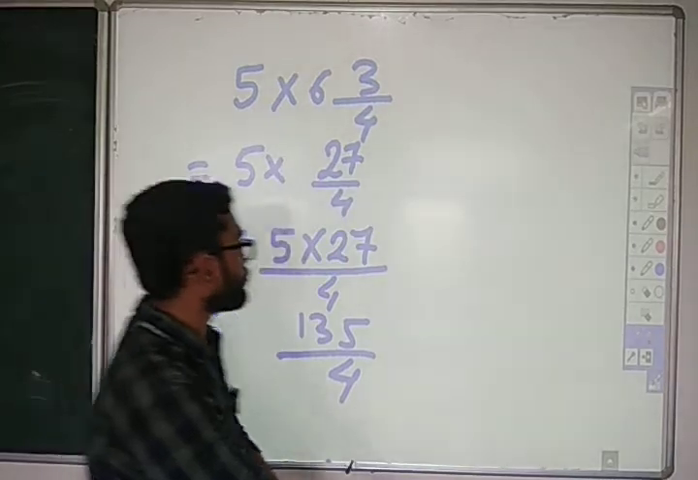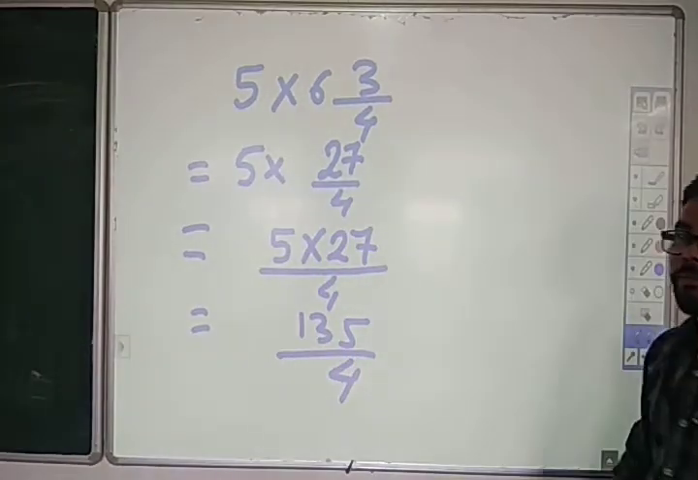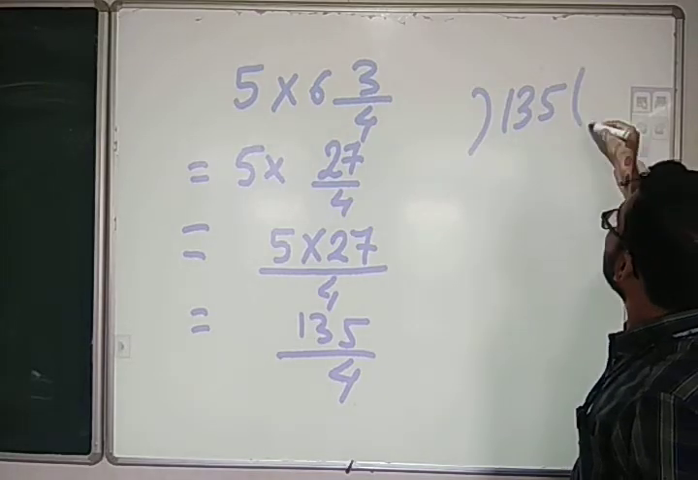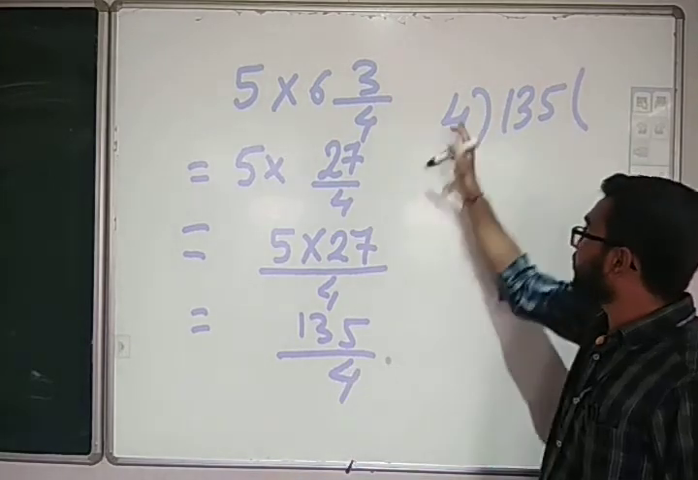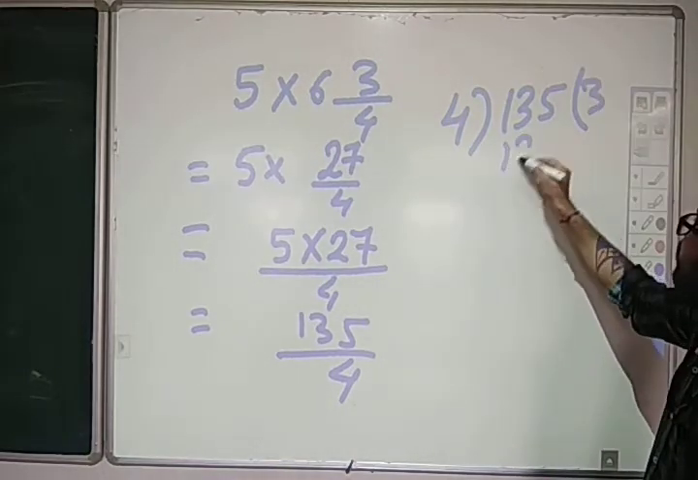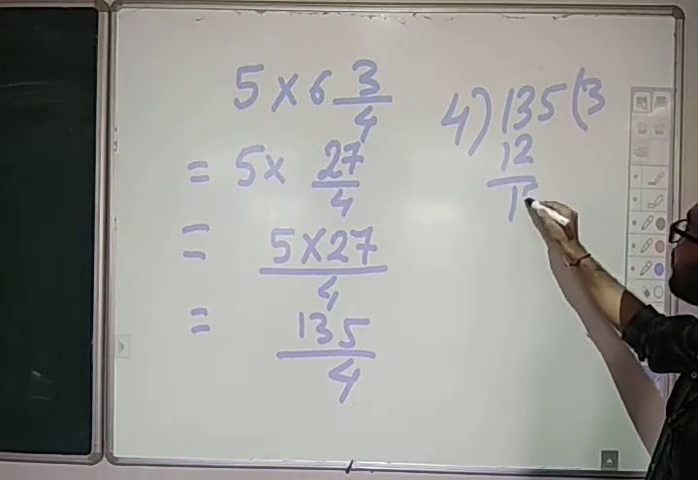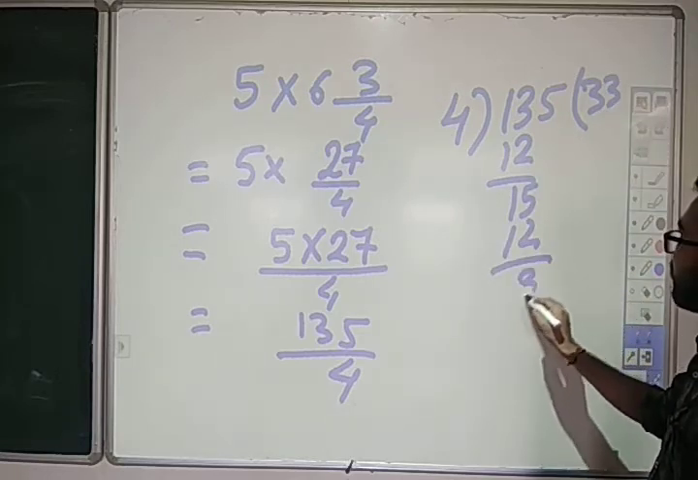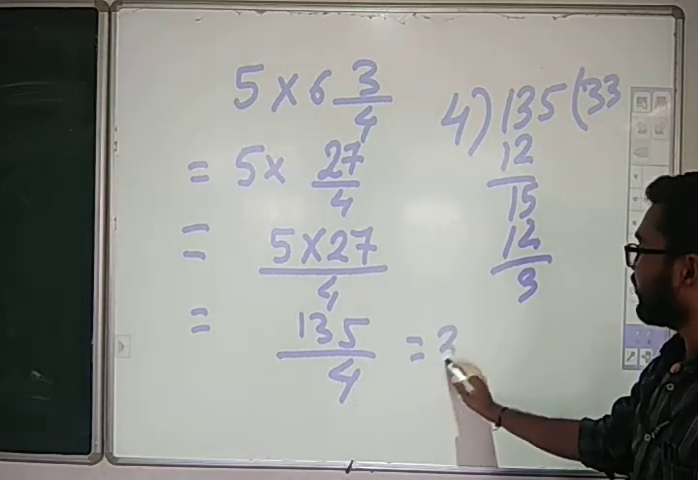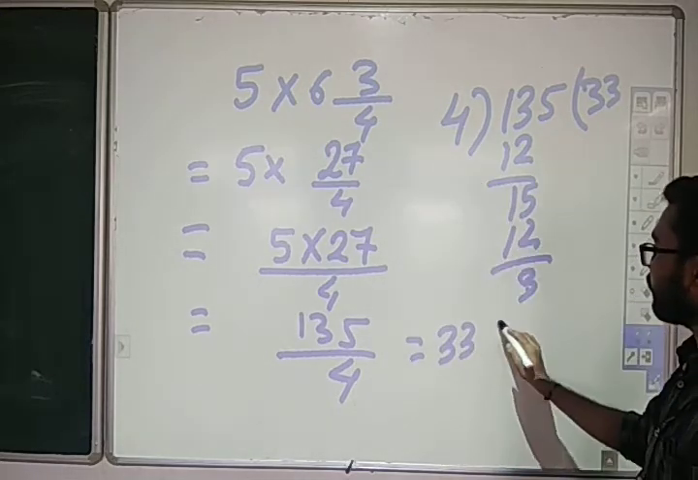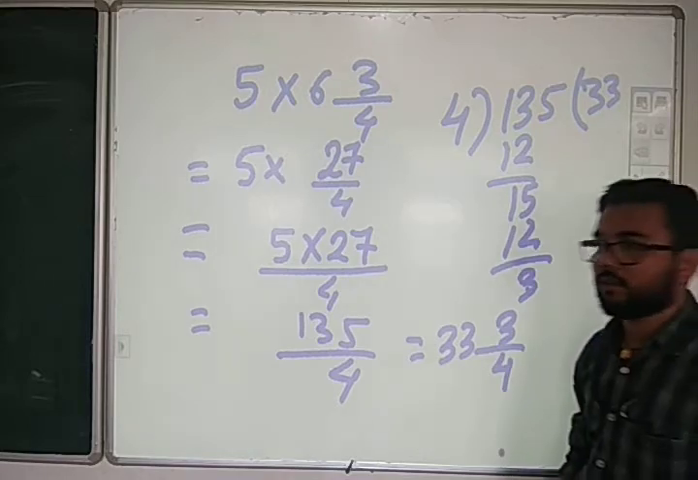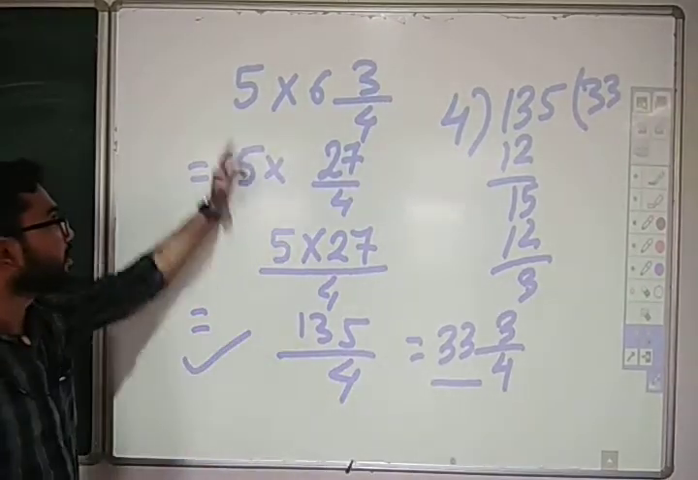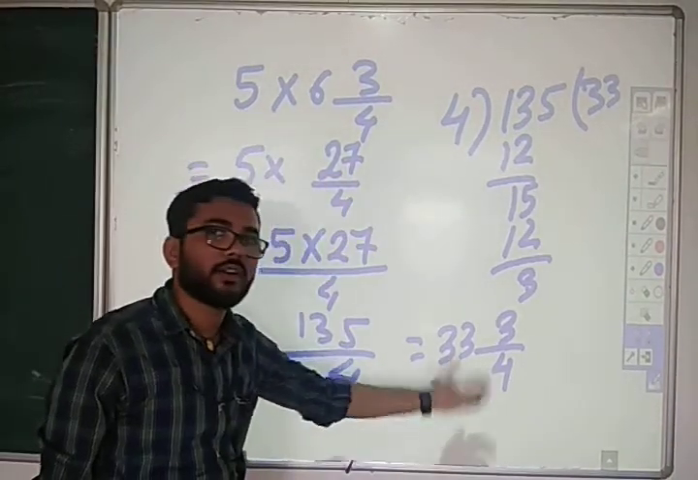Okay. Now for converting it into a mixed fraction, what will you do? You just divide 135 upon 4, that means by 4. 4 threes are 12, 1, this 5 is there. 4 threes are 12, upon 3. So what will you get? 33 integer 3 upon 4. So this will be the answer. We have converted this given multiplication of a fraction and a whole number into a mixed fraction.